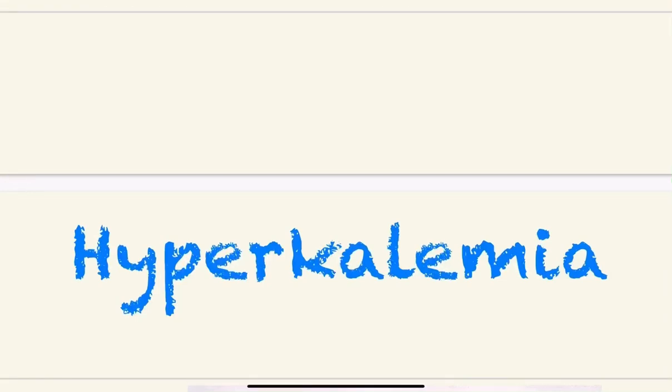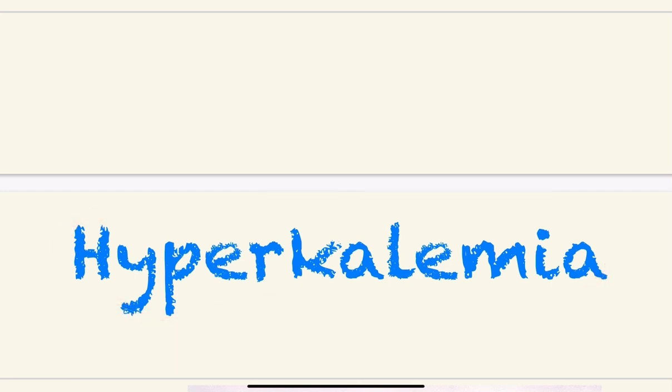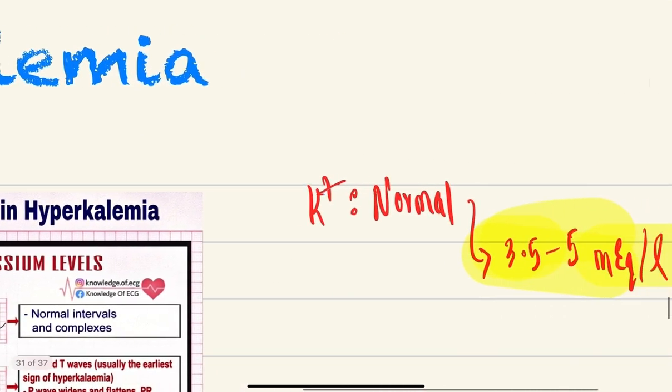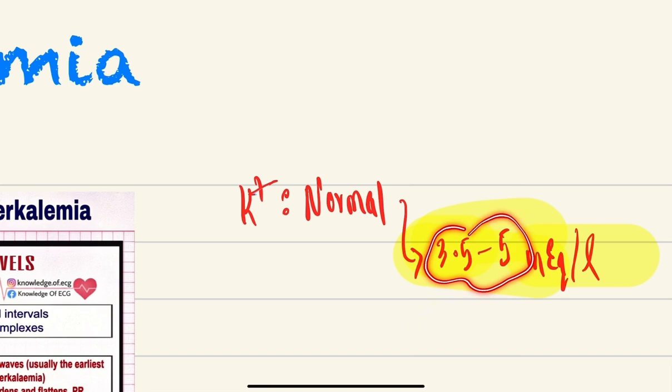Hello everyone, in this video we are going to discuss hyperkalemia. Hyperkalemia is the clinical condition when the serum potassium level is more than its normal baseline. The normal is 3.5 to 5 milliequivalent per liter. If it is more than 5, then we call it hyperkalemia.